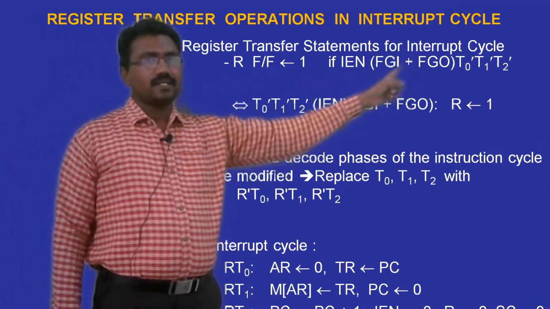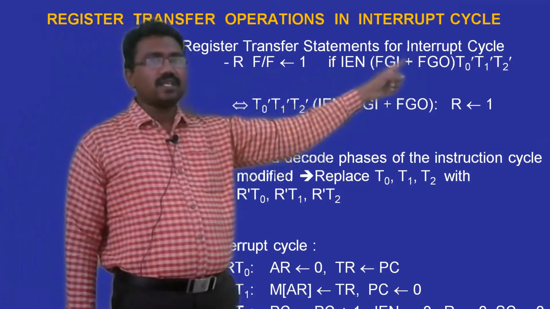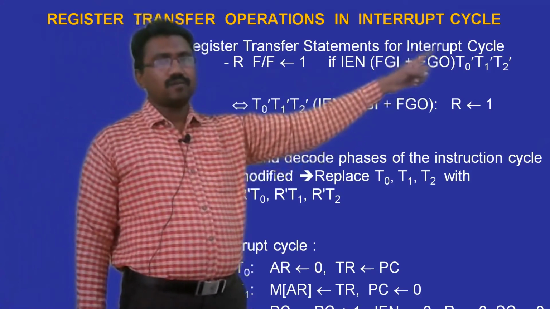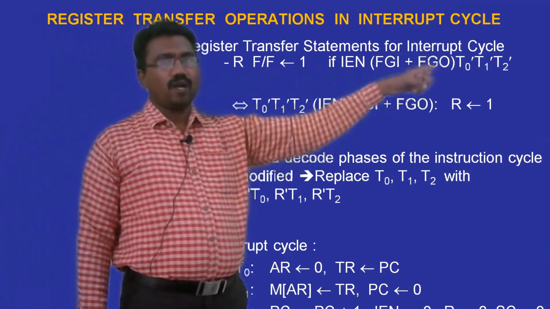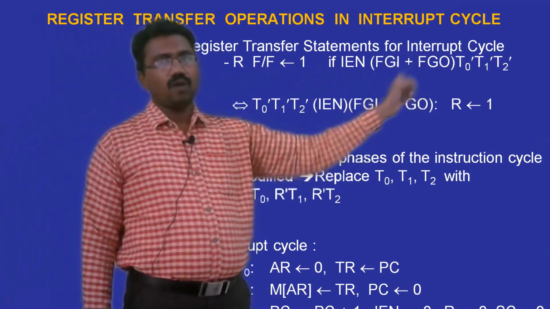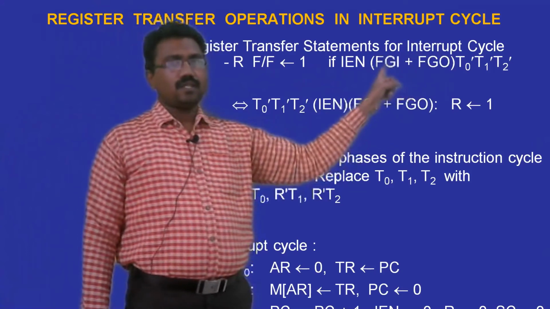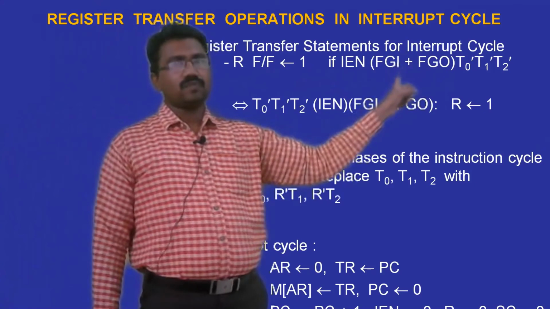Here, in a control function, plus indicates logical OR. What is logical OR? 0 OR 0 is 0, 0 OR 1 is 1, 1 OR 0 is 1, 1 OR 1 is 1. If either FGI is 1 or FGO is 1, this is completely 1.